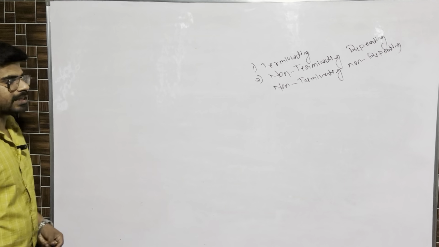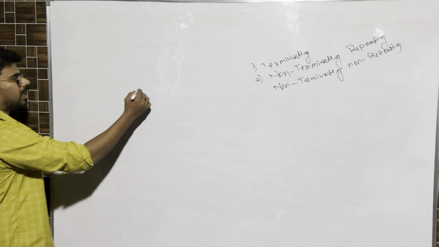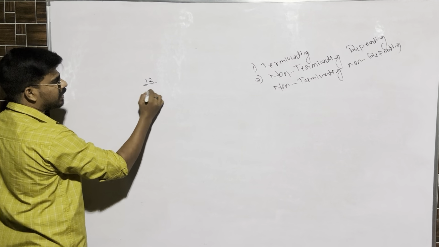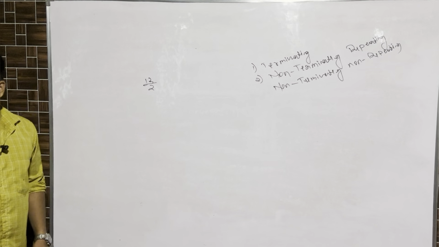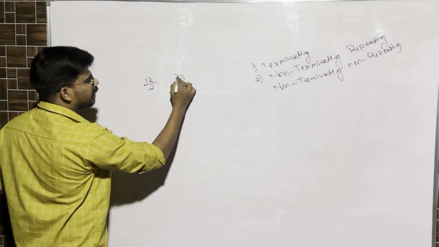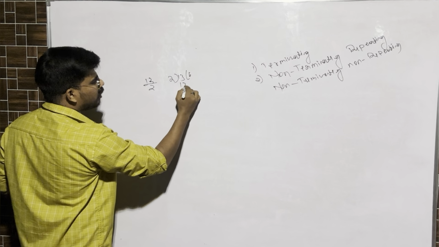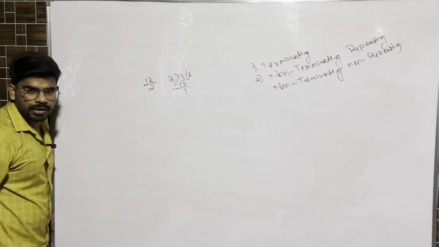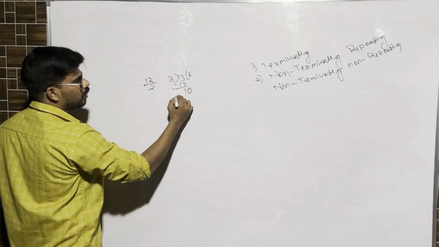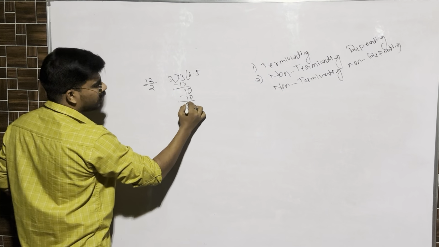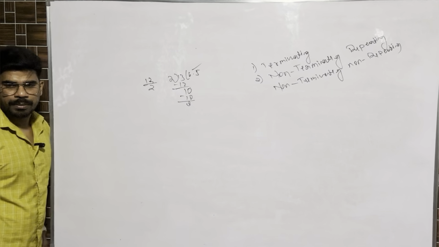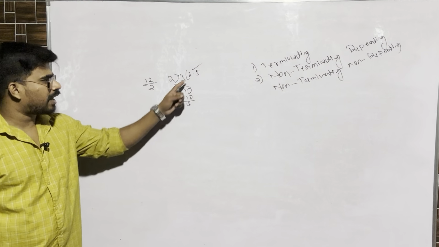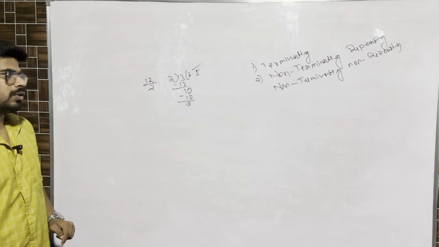For example, let us take the example of terminating. If I am dividing 13 by 2, 2 6s are 12, if I subtract I will get 1.0, 2 5s are 10. So what is the type of decimal expansion here? Terminating. After 1 point it got terminated, so that is terminating.